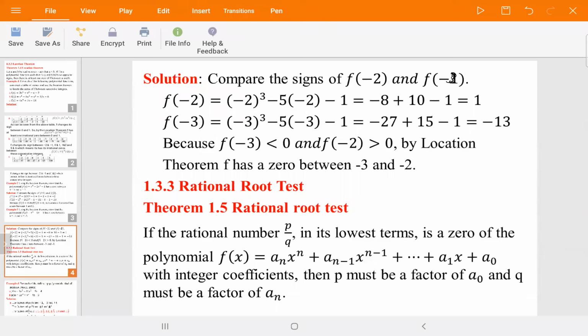This is all I have regarding the location theorem. Let us see the rational root test theorem. What is its content?